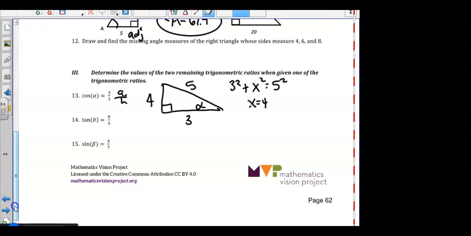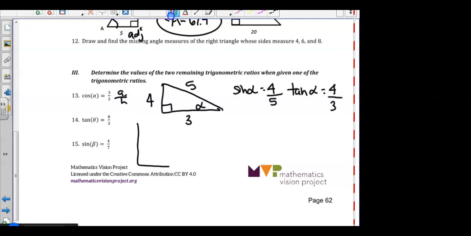So now let's try and figure out our other trig functions. Let's do the sine. The sine of alpha is equal to the opposite side over the hypotenuse. And the last one is the tangent of alpha is equal to the opposite over the adjacent. So we found the other two trig ratios that relate to that information in 13. Let's look at one more, number 14. So I'm going to draw it down here.